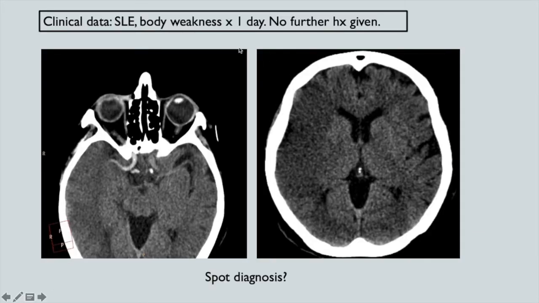Next, we have another SLE patient with acute onset of body weakness for 1 day. As you can see from the left, this selected CT brain plain axial view should alert you to the diagnosis of acute right MCA infarct as evidenced by the hyperdense right MCA sign. And you can see there's an ill-defined hypodensity along the right MCA territory distribution. And on the right, you can clearly see the area of acute infarct with loss of gray-white matter differentiation.